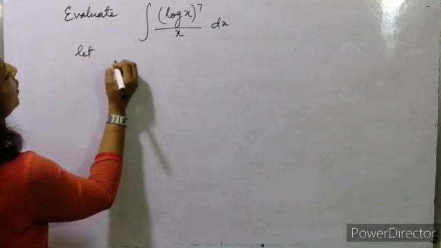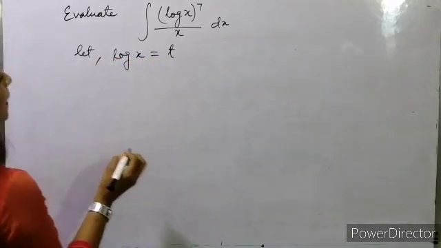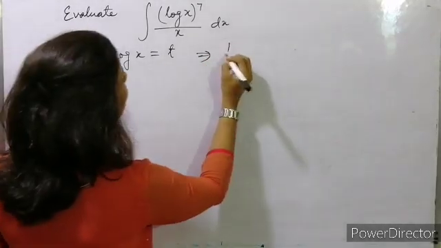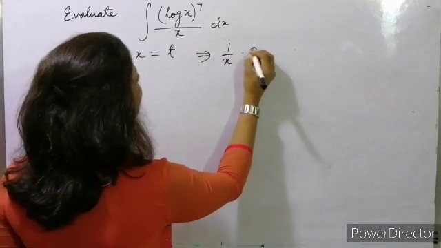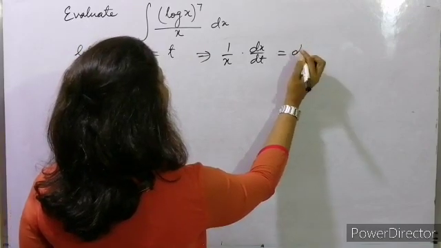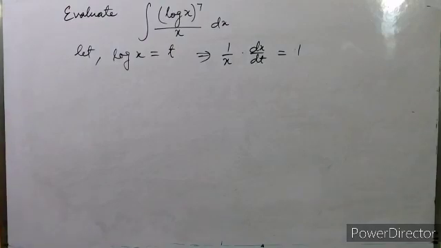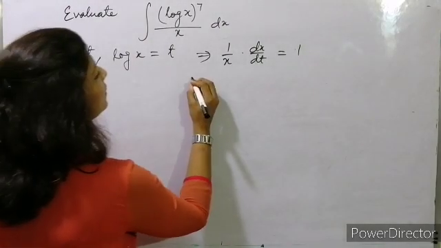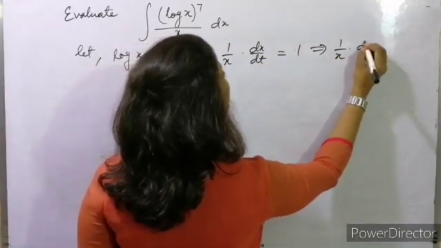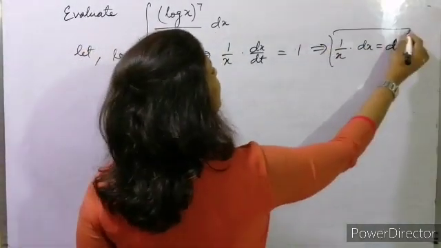Here, let log of x is equal to t. Okay. This means differentiating both sides with respect to t, what we'll get? We'll get 1 upon x into dx upon dt will be equal to 1. Okay. Because t with respect to t will get 1. This means 1 upon x into dx will be equal to dt. ठीक है. So ये हमारा value हुआ.